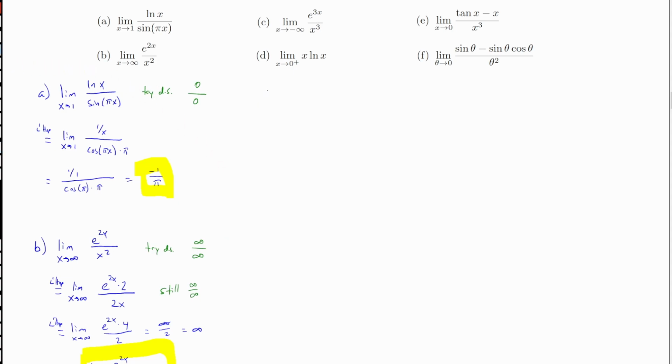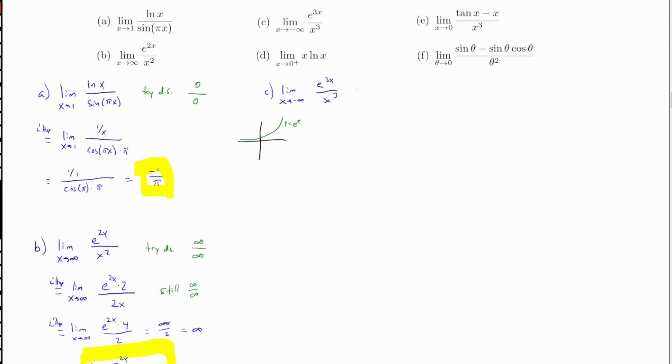All right. Next up, we have the limit as x approaches negative infinity of e to the 3x over x cubed. And this one looks very similar to part B. It's the approaching negative infinity that makes a difference. Okay. I look at a graph of e to the x. As x goes off to infinity, the y values go up to infinity. But as my x values go to negative infinity, the y values go to 0.